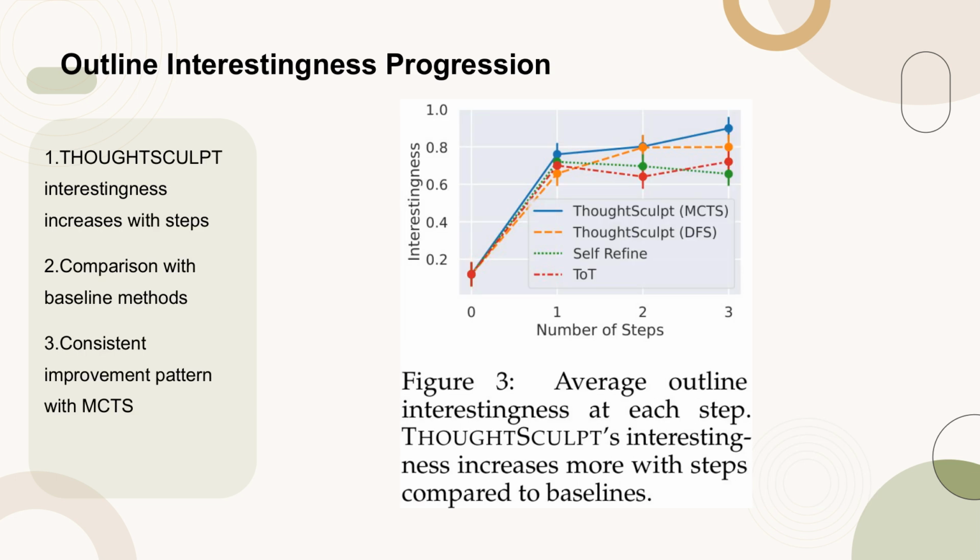Figure 3 showcases the average outline interestingness at each step, highlighting that THOUGHTSCULPT's interestingness increases more significantly with each step compared to baseline methods. This figure demonstrates the consistent pattern of improvement exhibited by THOUGHTSCULPT when paired with MCTS, contrasting with the lack of continuous improvement seen in methods like THOUGHT and self-refine.